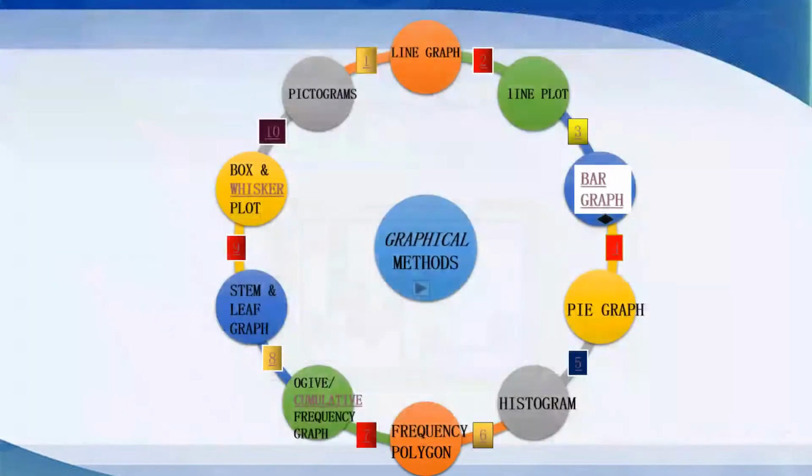Next we have frequency polygon. A frequency polygon is a graph that displays the data by using lines that connect points plotted for the frequencies at the midpoints of the classes. The frequencies are represented by the heights of the points. So let me show the graph for you for understanding.